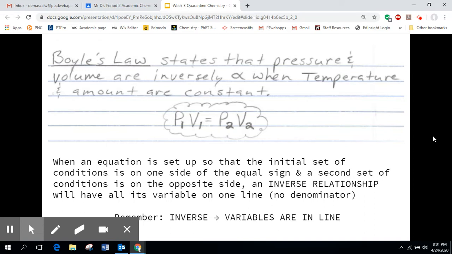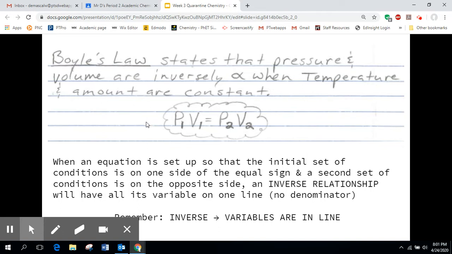And Boyle's law states that pressure and volume are inversely proportional. This symbol right here, this little fish looking symbol, stands for proportional. So pressure and volume are inverse only when temperature and amount are constant.